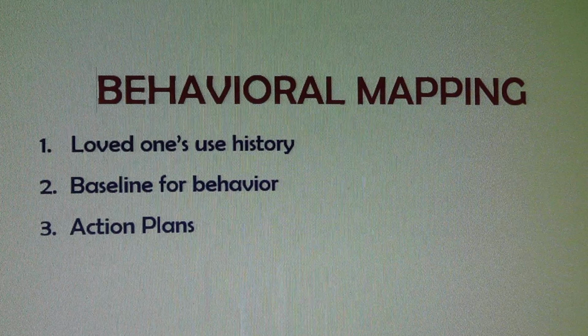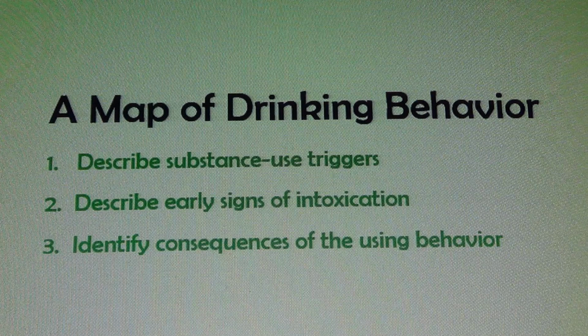And so we need to identify triggers for the behavior. We need to explain increases or decreases in the behavior, and where you, the concerned significant other, fit in, as well as identifying and locating booby traps, which are like obstacles on the road that kind of interfere with your progress in this loved one's recovery. Now, generally, behavioral mapping is your use history, the baseline for behavior, and the action plans. Specifically, a map of drinking behavior has three parts. One is describe the substance use triggers. Two, describe early signs of intoxication. And three, identify consequences of the using behavior.